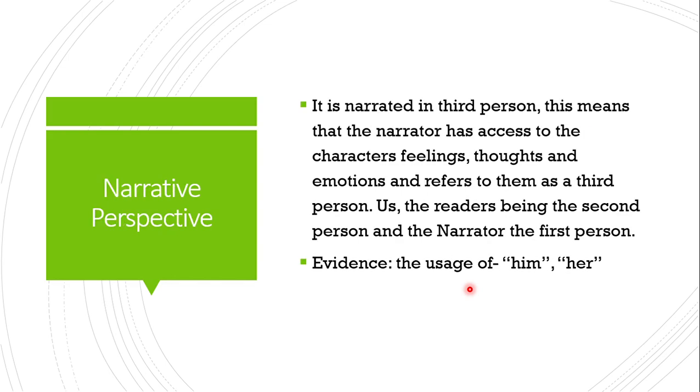Okay? So what is the narrative perspective? Okay, it is narrated in third person. This means that the narrator has access to the characters' feelings, thoughts, and emotions, and refers to them as a third person, us, the readers, being the second person, and the narrator, the first person. So, what is the evidence? The usage of him and her. We know that him and her is for she and he, and it's third person.